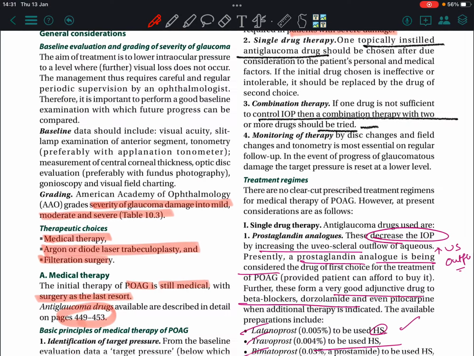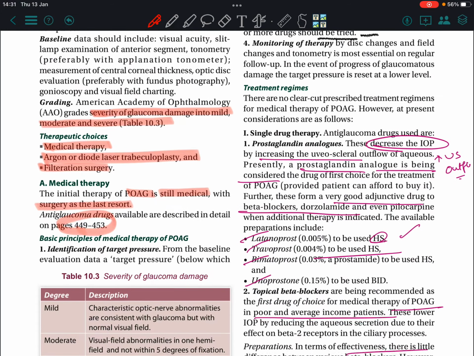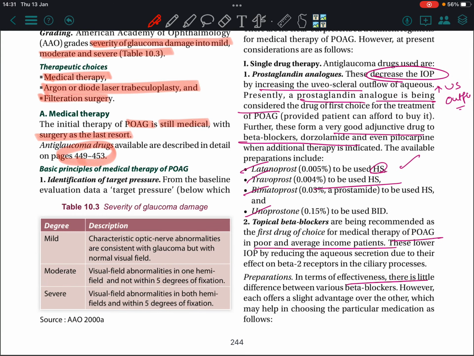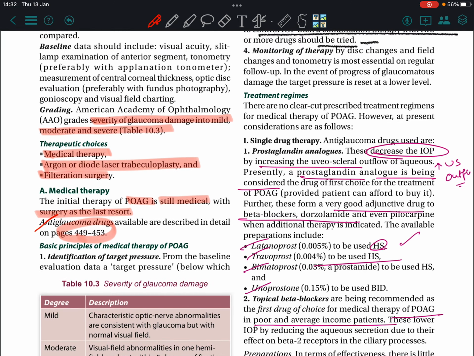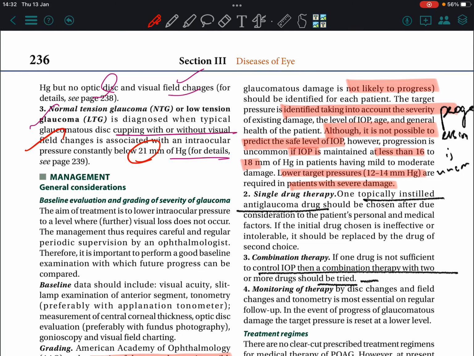Management: general consultation, grading, American Academy of Ophthalmology grading. Medical therapy: anti-glaucoma drugs are described in 4 pages. Let's see in future further reading. Basic principle of medical therapy of POAG: glaucoma change is not likely to progress if we reduce the pressure.